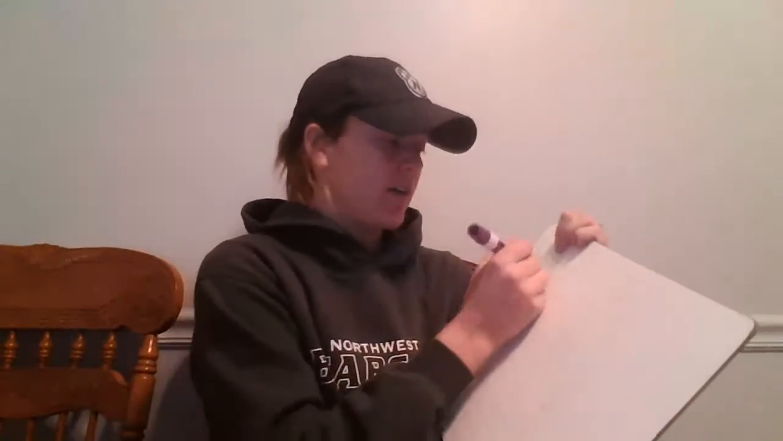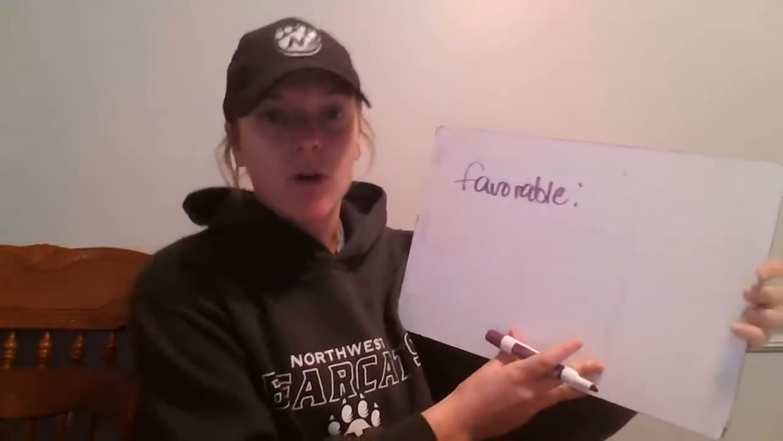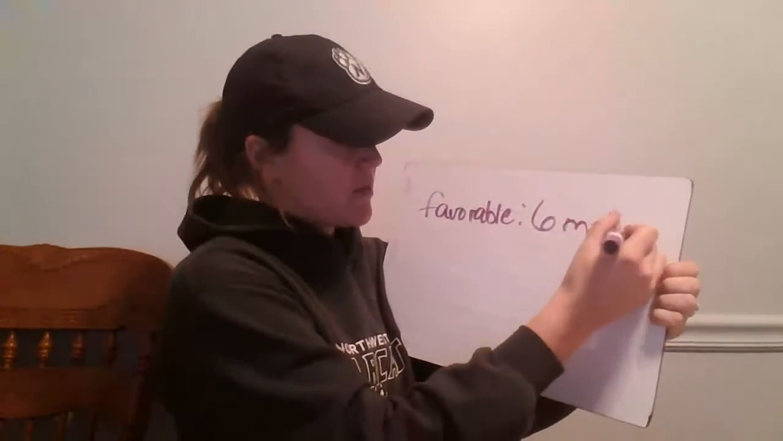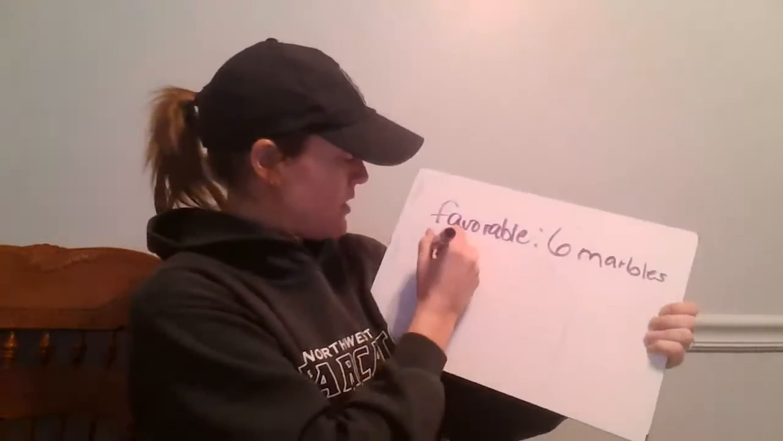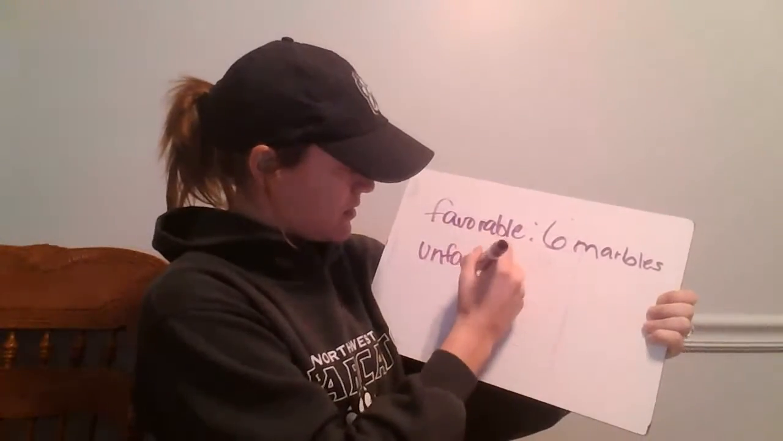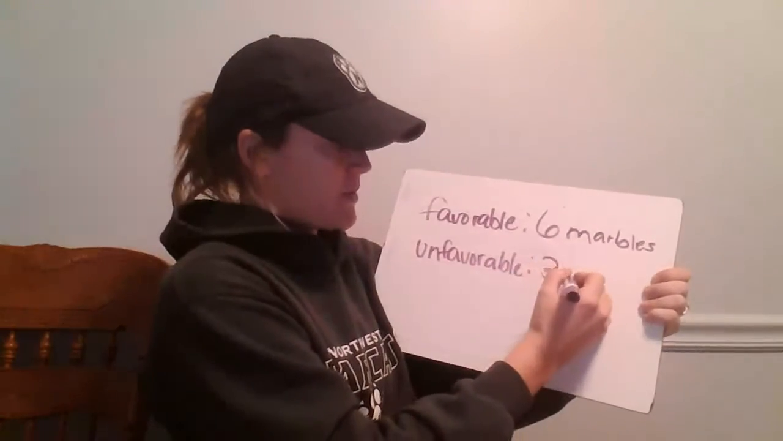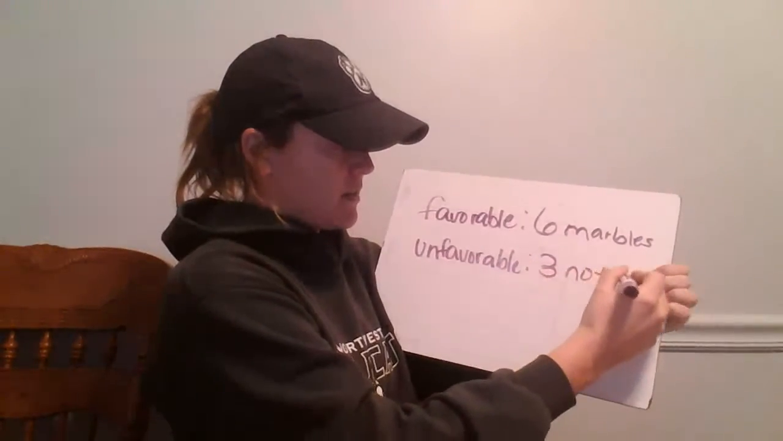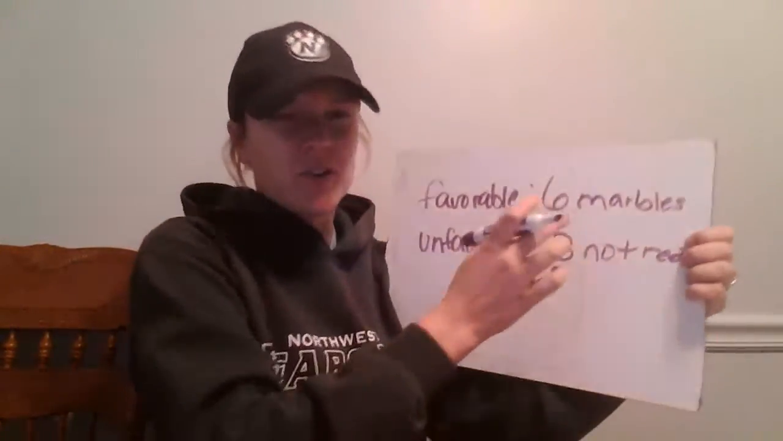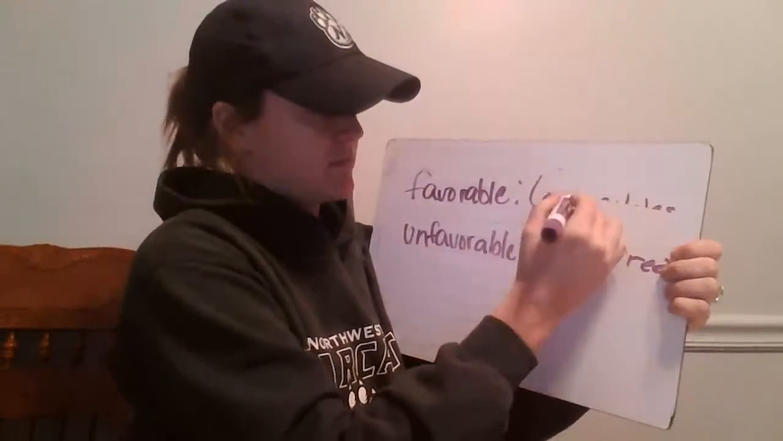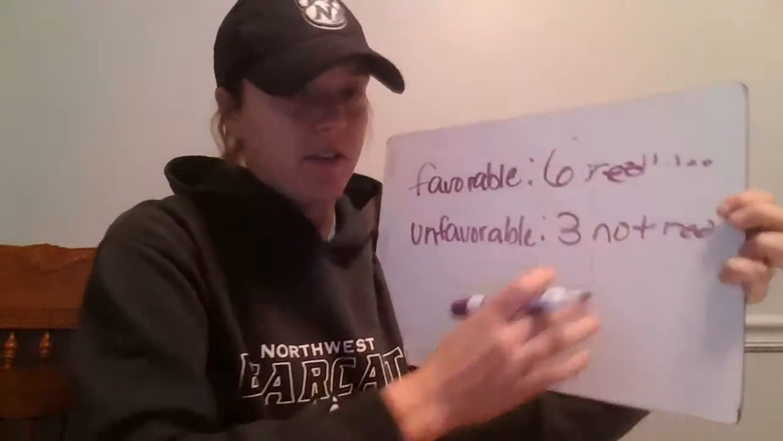So our favorable outcome is going to be picking a red one, right? Because there are more red than there are anything else. So we're going to have 6 marbles would be favorable. Unfavorable would be the 3 other marbles that are not red. Okay, because we have a better chance of drawing a red one than we do of not drawing a red one.